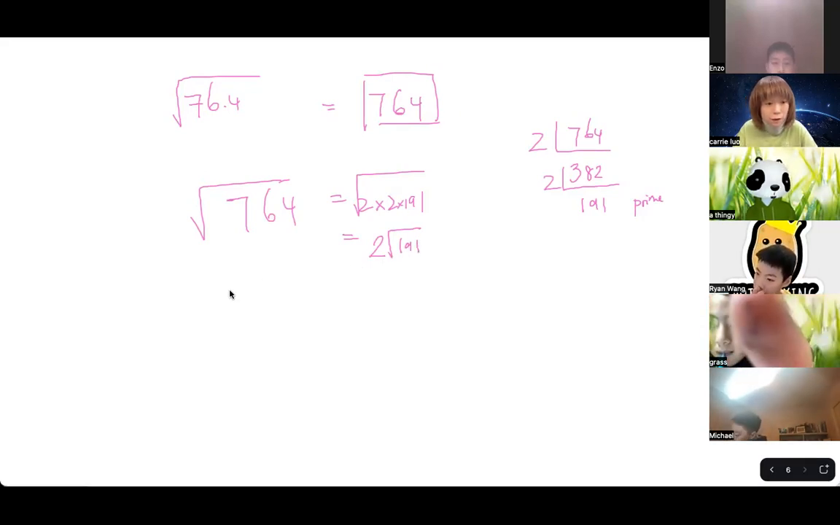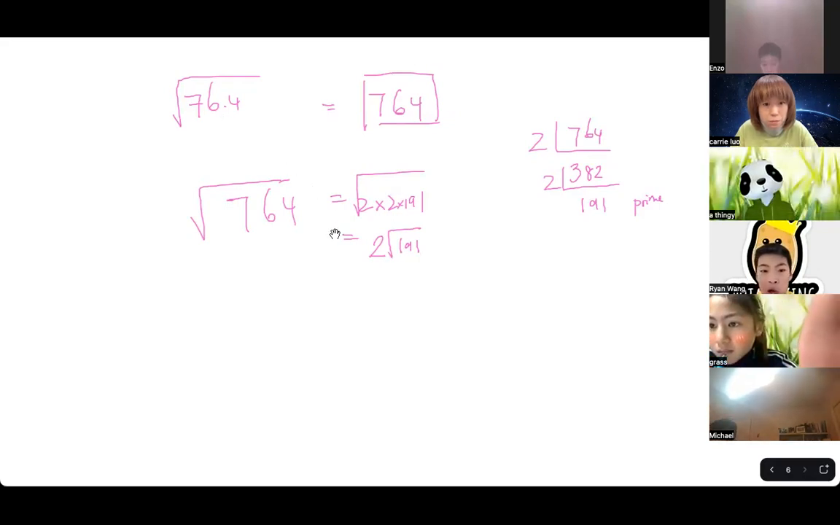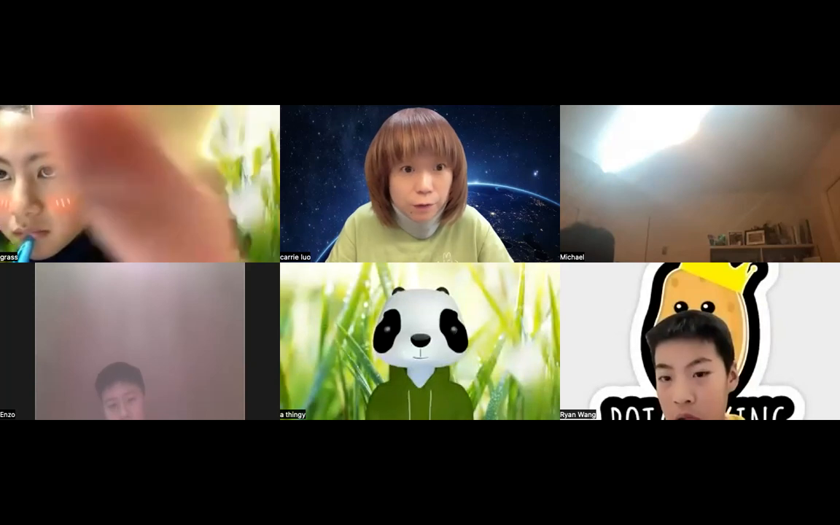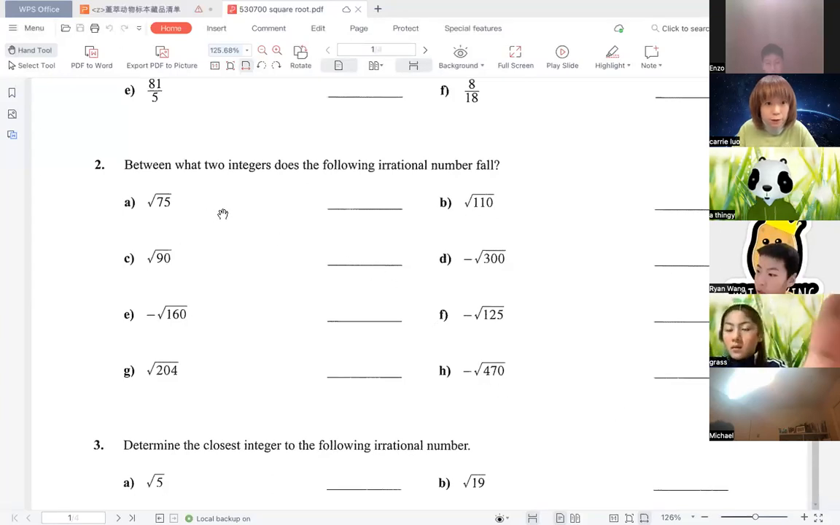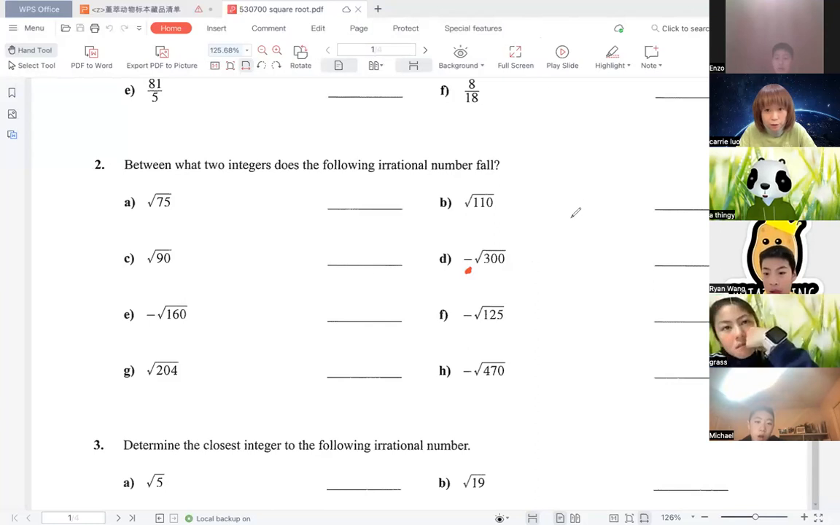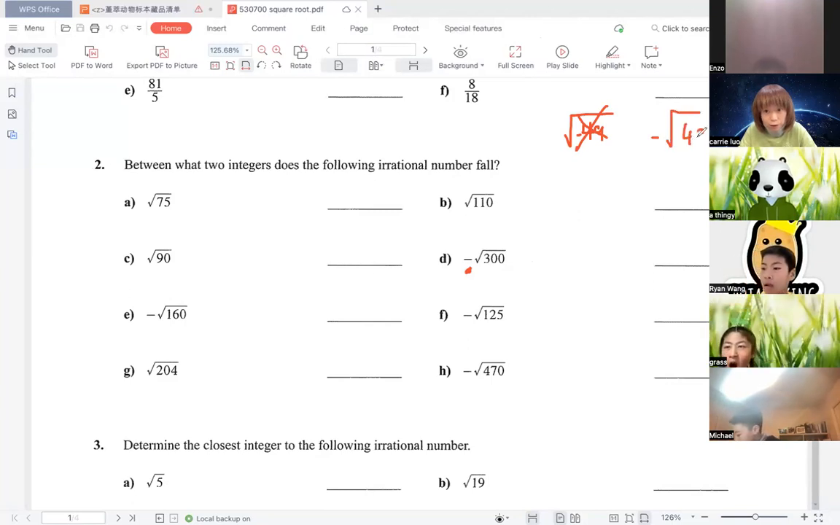Okay, everybody understand? If you understand this one, let's take a look at this one. Let me share the screen with you. Yvette, do you understand everything? Okay, so the square root of 75 equals what? The square root of 75, square root of 110, square root of 90. And how about if you have a negative sign in front? For instance, we cannot do the square root of negative 49, this is wrong, but we can do negative square root of 49, which equals negative 7. Get it?